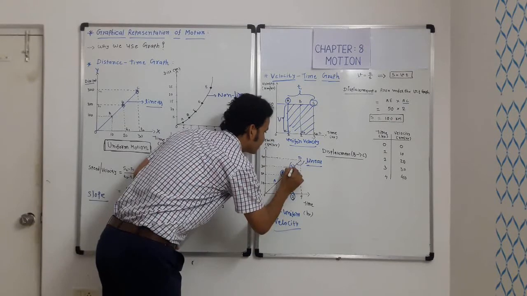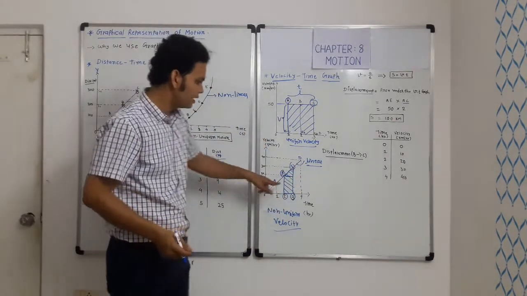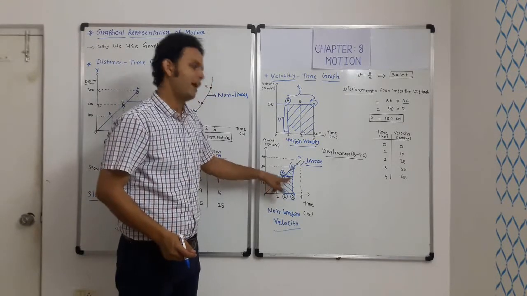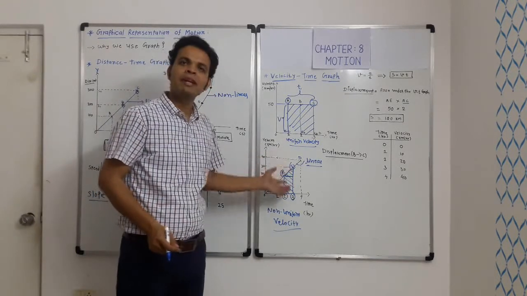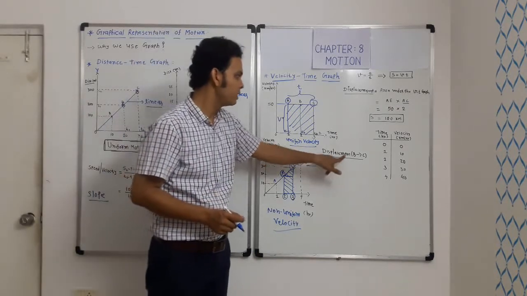And one triangle is there. Now we have to first calculate the area of this rectangle and the area of this triangle, and we have to add them, which will give us the information about displacement from B to C.